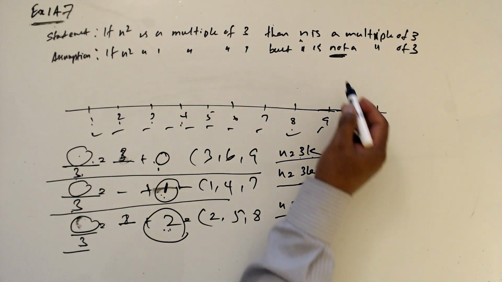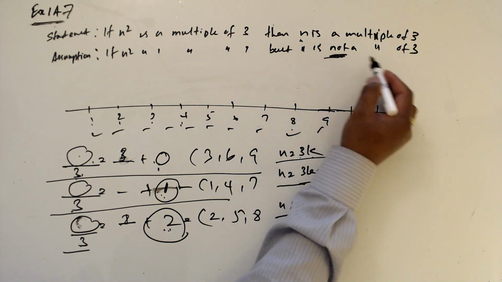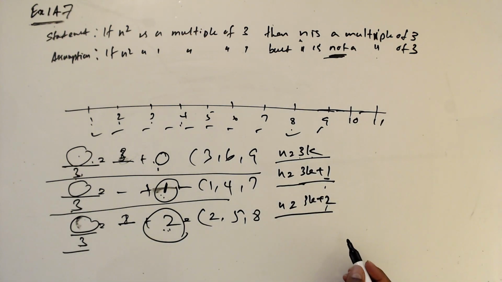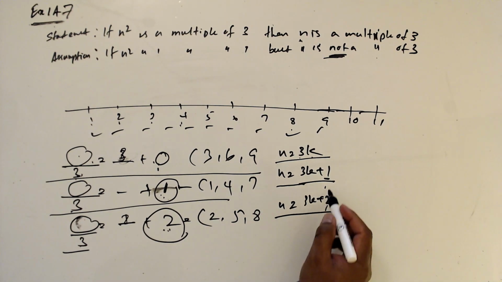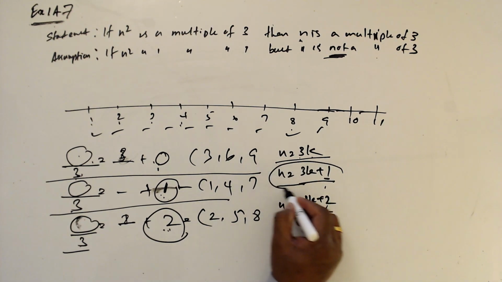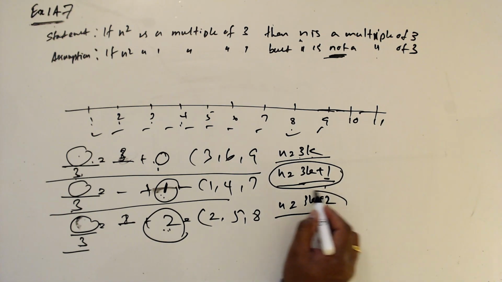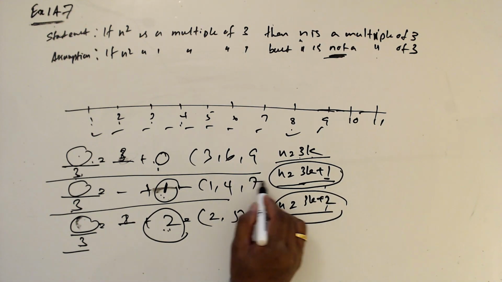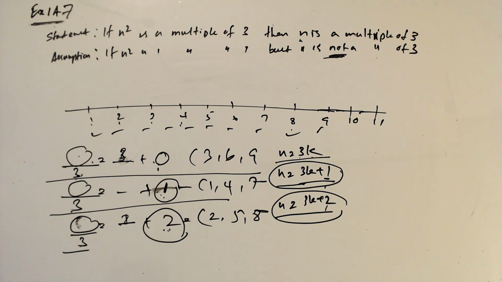Now I want to pick up n is not a multiple of 3. Then what are the possibilities? Then n can be either 3k plus 1 or 3k plus 2. So those are the possibilities that exist.